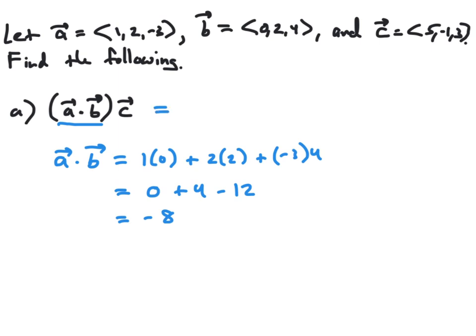And therefore, our desired product will be negative 8 times vector C. And this is scalar multiplication. So we're going to multiply each component of C by negative 8. And this will give us the vector negative 40, positive 8, and negative 24. So (A dot B) times C will be the vector negative 40, 8, negative 24.